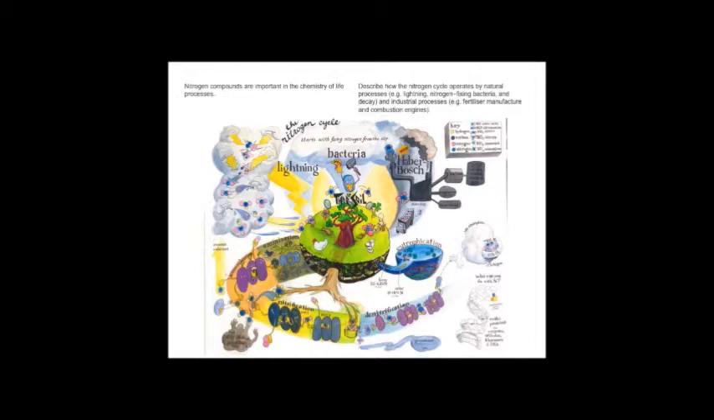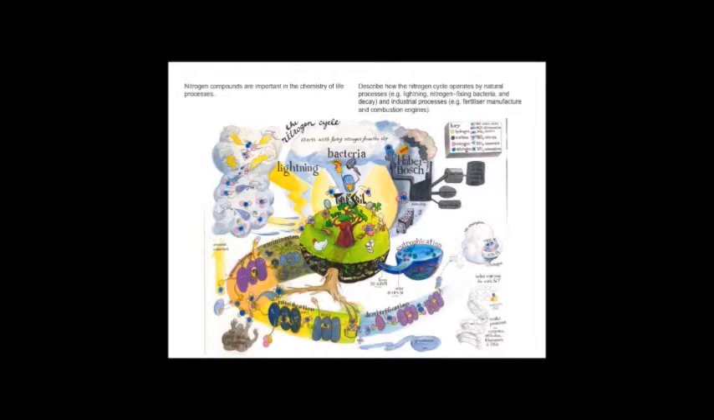Alright, so the other thing that you need to be able to do is describe how the nitrogen cycle operates by natural processes such as lightning and nitrogen-fixing bacteria and decay, and industrial processes such as the Haber process to make fertilizers and combustion reactions.